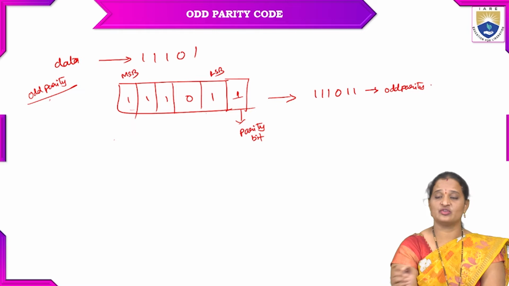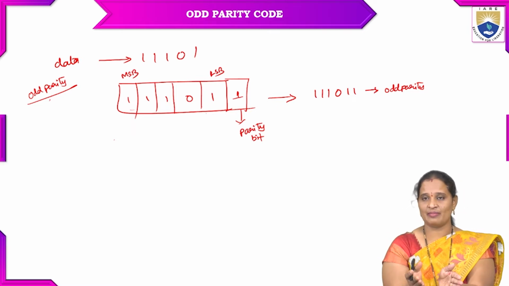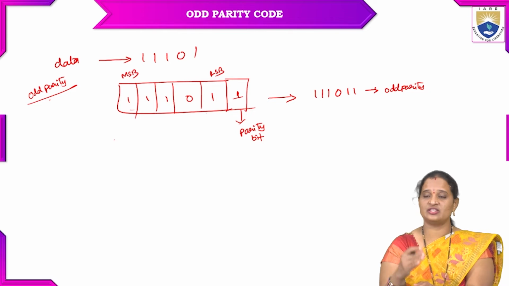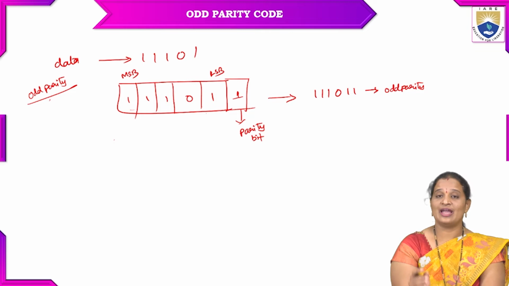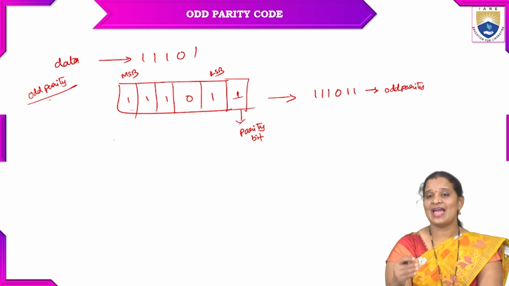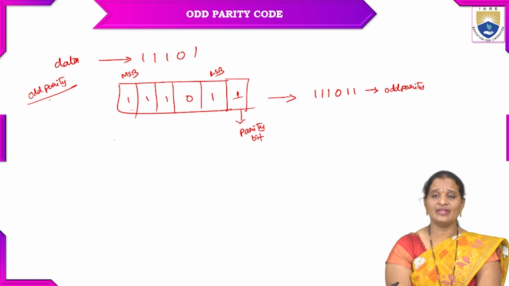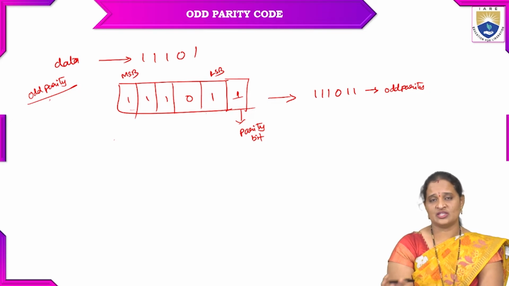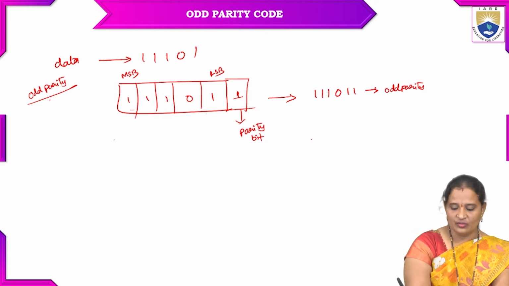So whenever you are transmitting the message, as you have added the parity at the LSB side, this information must be known to the receiver also. What type of parity you are using and at which position you are adding the parity bit must be known to the receiver so that he can easily decode the original message. So this is odd parity.